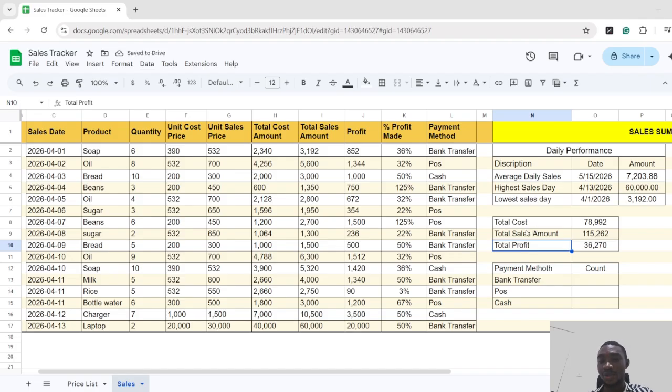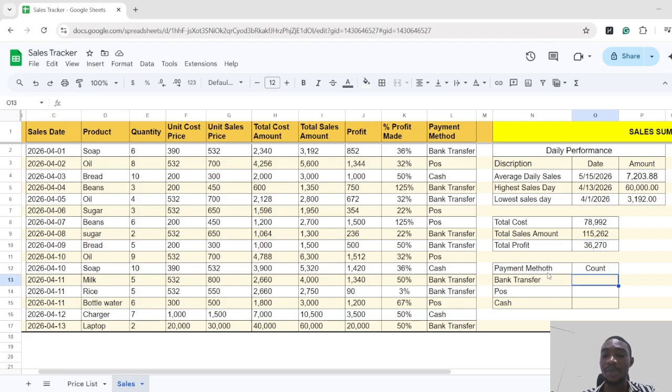So our total cost for the month is 78,000. This is the cost at which we purchased all the items that were sold out. And our total sales is 115,000. So at the end of the month, we close the month at 36,270 naira as our net profits.